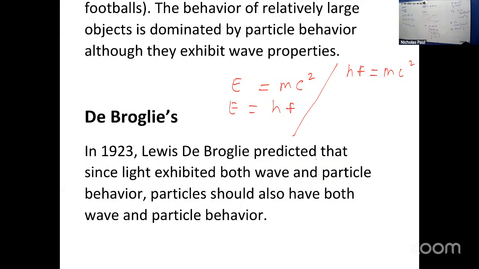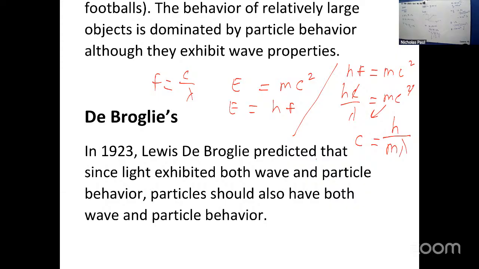Can we cancel anything? No. What do we know f is again? f is c on lambda, right? So what would happen here? hc on lambda. So one of these c's will cancel. Are you okay with that? Yeah? So what would happen if I move m across? If I move the m across, I will get c, which is speed, is equal to h over m lambda.